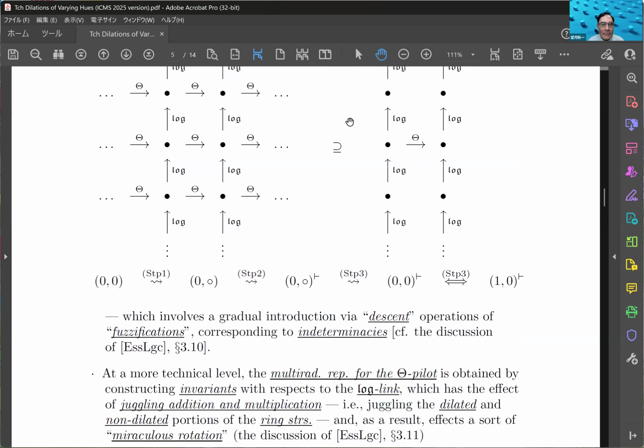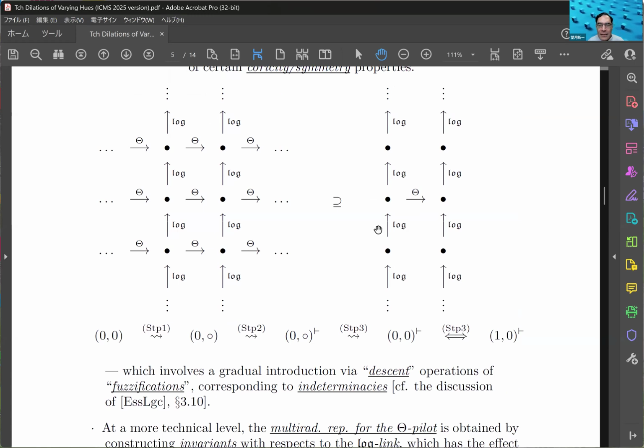So first one descends along this column to obtain objects that are invariant with respect to the log link. And that's the first step. And then one descends further to the extent that one really obtains objects. So this is the multi-radial representation, which has this symmetry property that you can't tell whether you started from the left-hand side or the right-hand side.